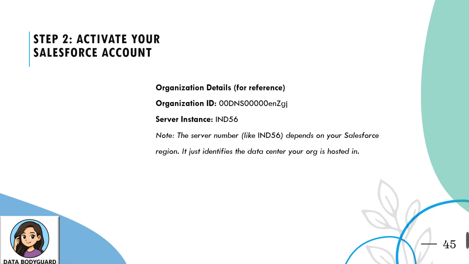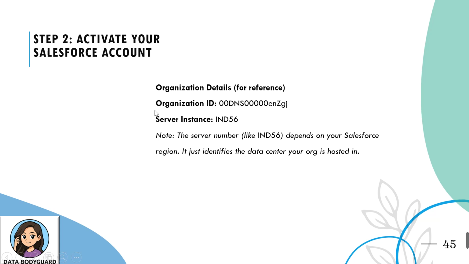Then the next step, once you have activated everything, you will see the org ID and server instance. Okay, all these things. So the server instance, in my case, is IND56. This is an instance number, and it depends on your Salesforce region. It just identifies the data center your org is hosted in.